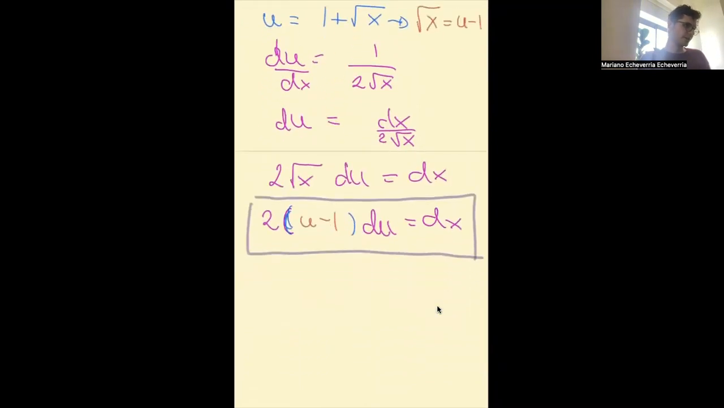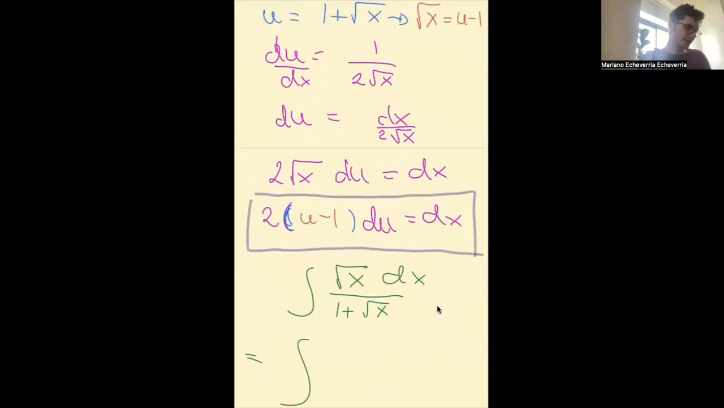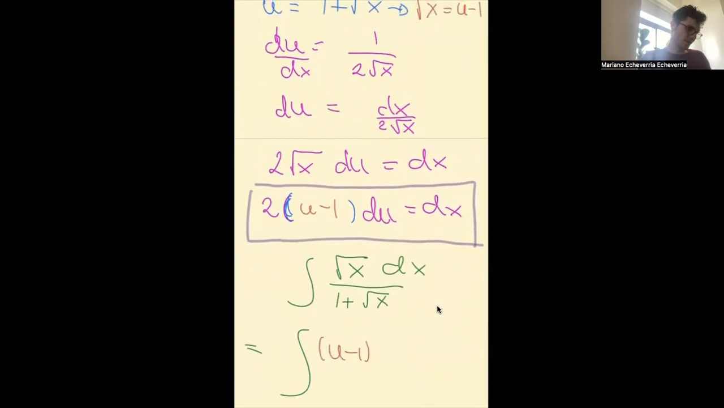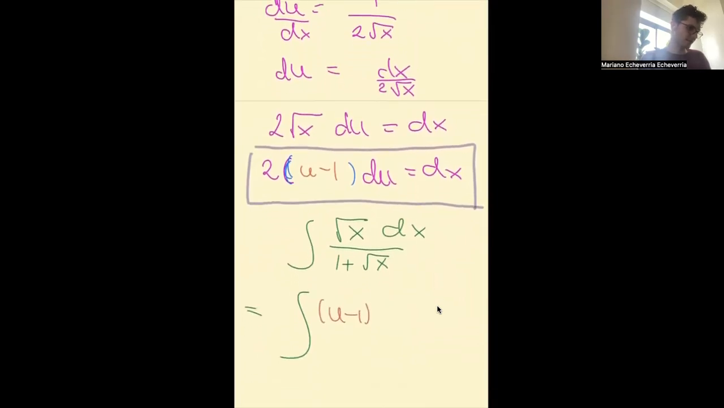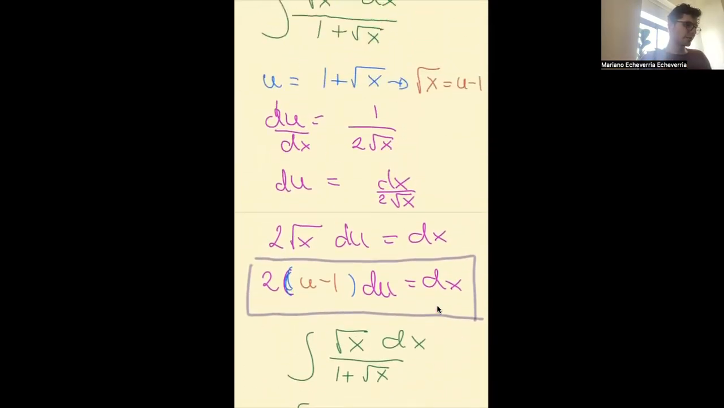But once you do that, what happens here? Root of x becomes u minus 1. dx becomes 2 times u minus 1 du. And at the bottom it becomes u.